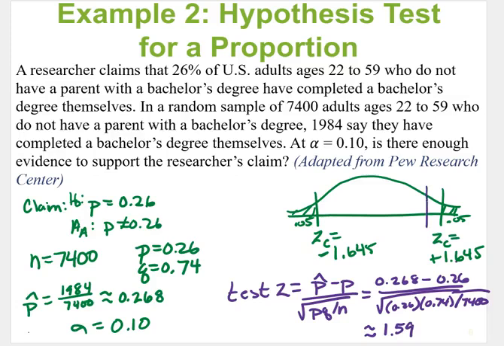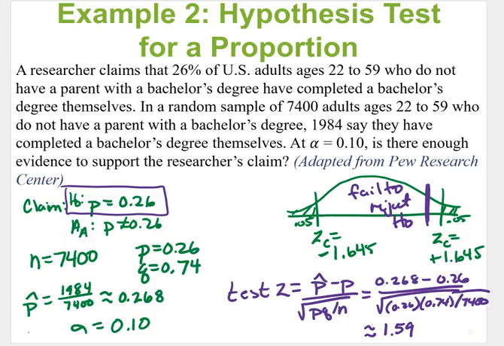So where does the 1.59 fall? It doesn't quite fall there, so it's going to be right about there. So that means we fail to reject, right? Because we are in the fail to reject zone. So fail to reject the null hypothesis. So then let's go back and take a look. Our null was our claim, so we cannot reject that. So it looks good for us. So there's not enough evidence to reject the claim that 26% of U.S. adults ages 22 to 59 who do not have a parent with a bachelor's degree have completed the bachelor's degree themselves. Pretty cool. So that is that test result from beginning to end.